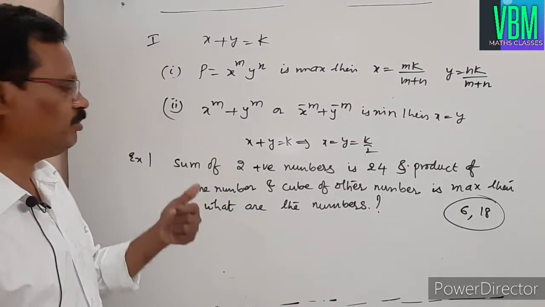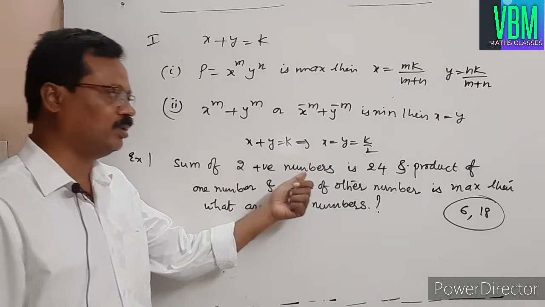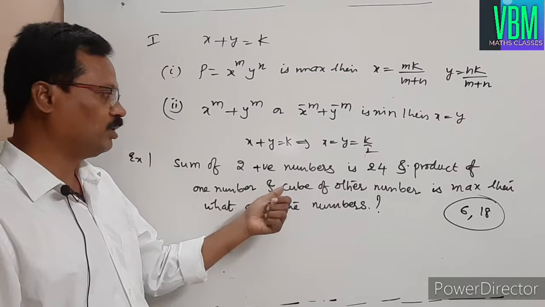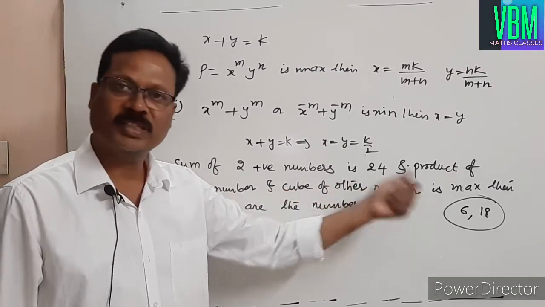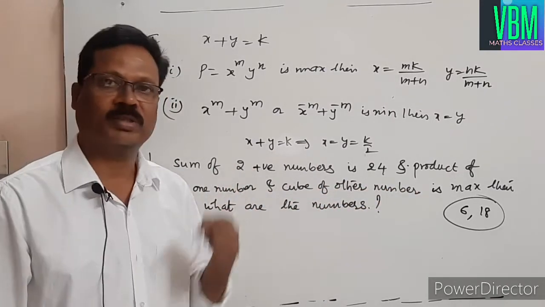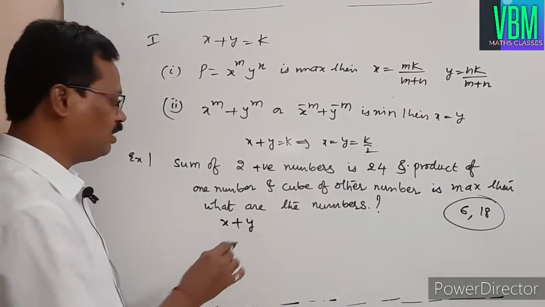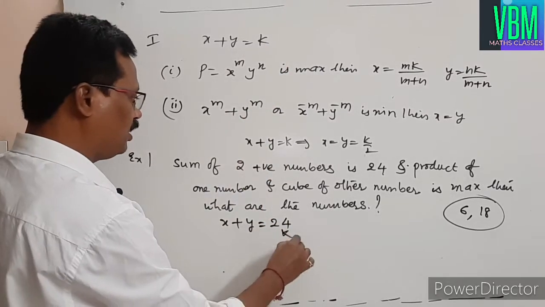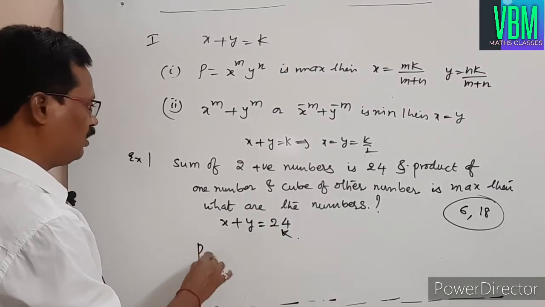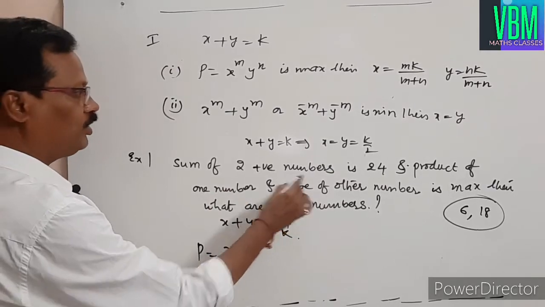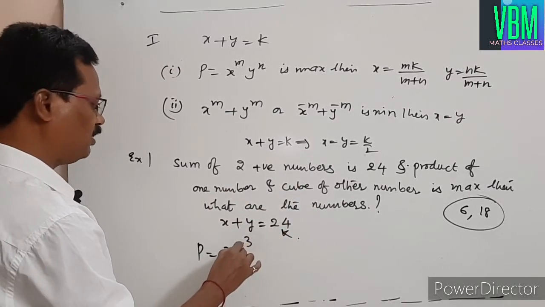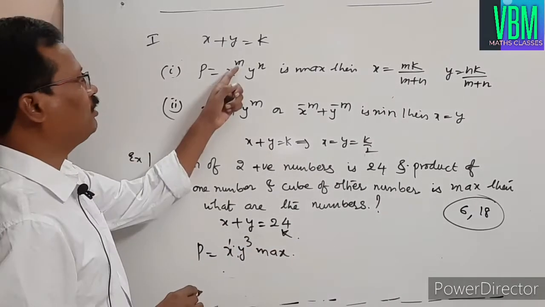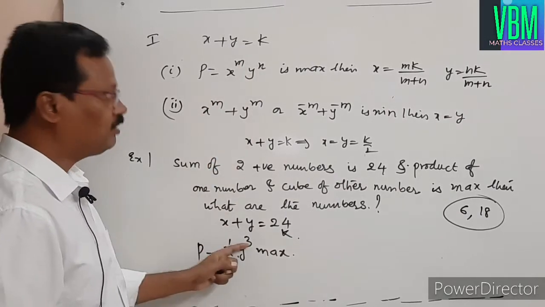By using this formula, let us see: the sum of two numbers is 24 and the product of one number and the cube of the other number is maximum. Then what are the two numbers? Let us consider two numbers x and y. x plus y is equal to 24, so 24 is the k. And what is given? P is equal to one number times the cube of the other number, x y power 3. This is a maximum. Now according to this, m is equal to 1, n is equal to 3.